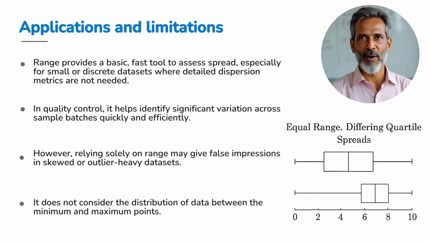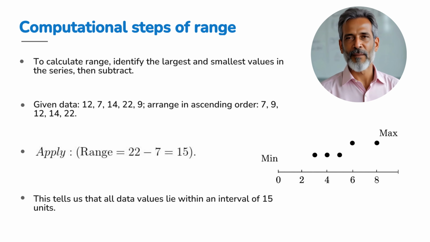Let's get our hands dirty with some calculations. To calculate range, first identify the largest value in your data and then find the smallest value. After that, just subtract the minimum from the maximum. That's your range. Here is an example. Suppose your data points are 12, 7, 14, 22, and 9. To make things easier, arrange these in order: 7, 9, 12, 14, 22.